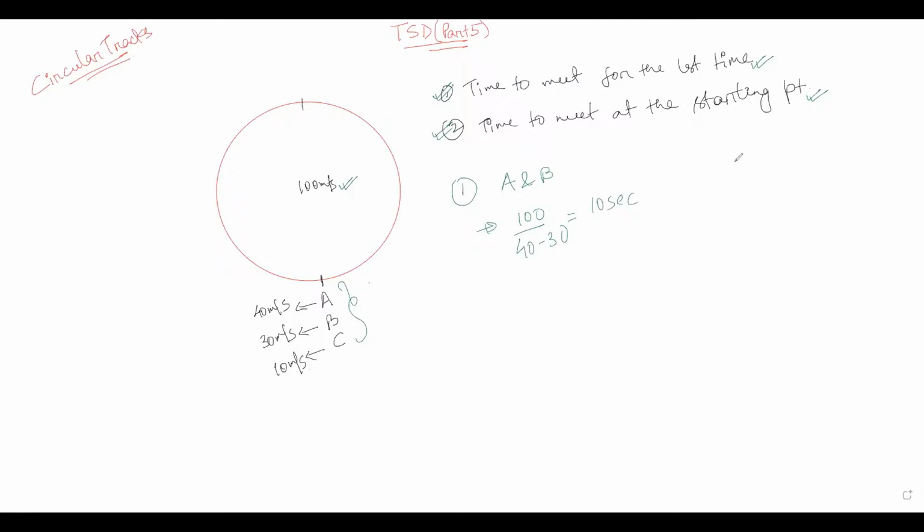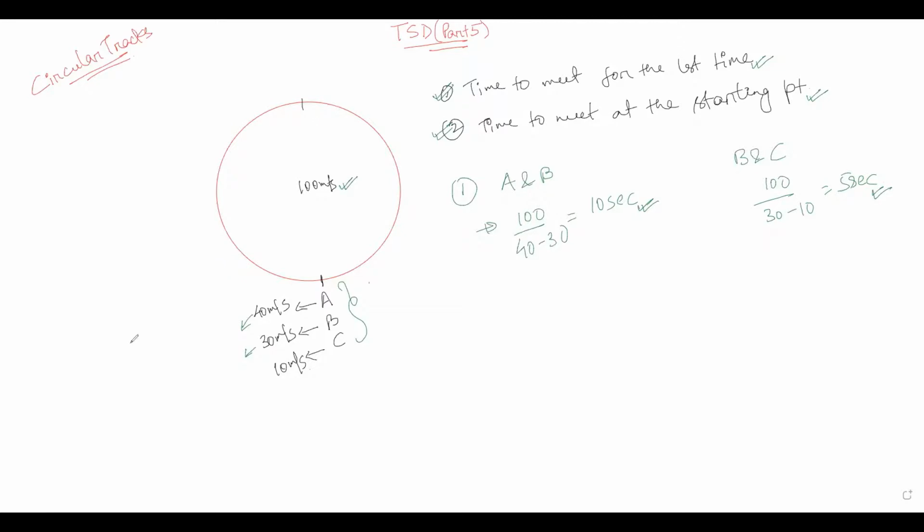In a similar way, if we consider B and C to meet for the first time, this would be 100 upon 30 minus 10, which would be 5 seconds. So that means A and B would be meeting after every 10 seconds and B and C would be meeting after every 5 seconds.